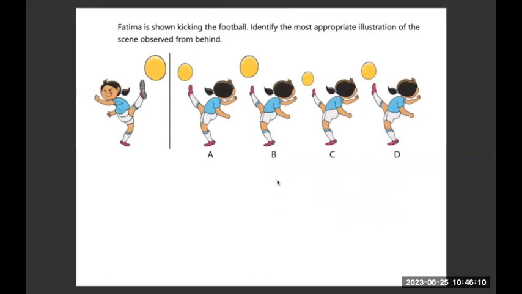What you're given here is a girl who is kicking a football. The girl's name is Fatima. You have to identify the most appropriate illustration. You are looking at this girl from the front. Now, if this girl was observed from behind, from the back, what will the image be like? That's what you have to observe. You have to identify how this girl will look from the back.